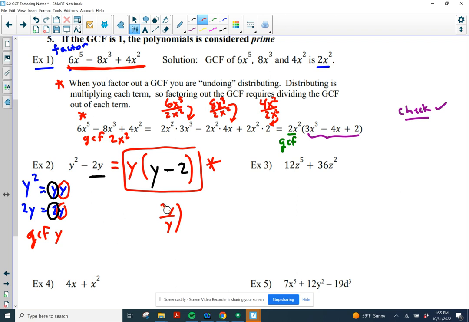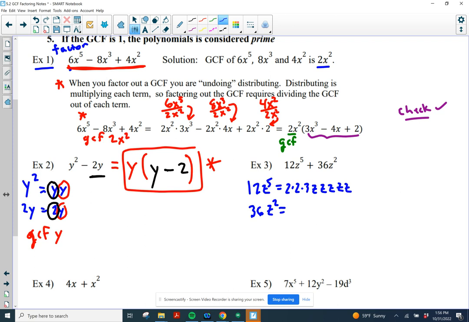Okay, example 3. We're going to take our two terms, our 12z to the fifth, and our 36z to the second. We're going to find our GCF. So I'm going to look at that 12, and I'm going to break it down. So I'm going to do a prime factorization. That's 2 times 2 times 3. And then z. How many of them? 5, 2, 3, 4, 5. And then the 36. If you need to go to prime factorizations, you can do that. But you know what? Let's look for an easier way.